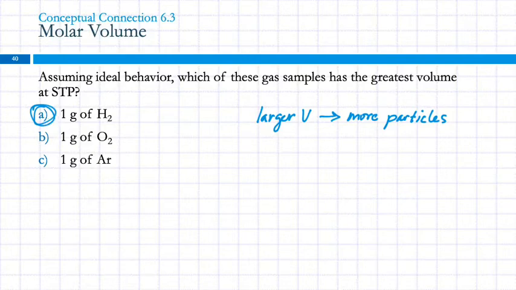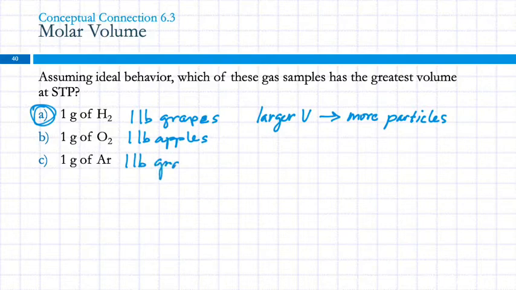So it's a little bit like saying, well, I've got a pound of grapes, a pound of apples, and a pound of grapefruit. Individual pieces of fruit, which one's going to have more pieces? The grapes, right? Because you can actually have an apple that weighs a pound, or a couple apples. But have you ever seen a 1-pound grape? I haven't. Not even those big globe grapes. They're not a pound. So that's the idea here. Any questions?